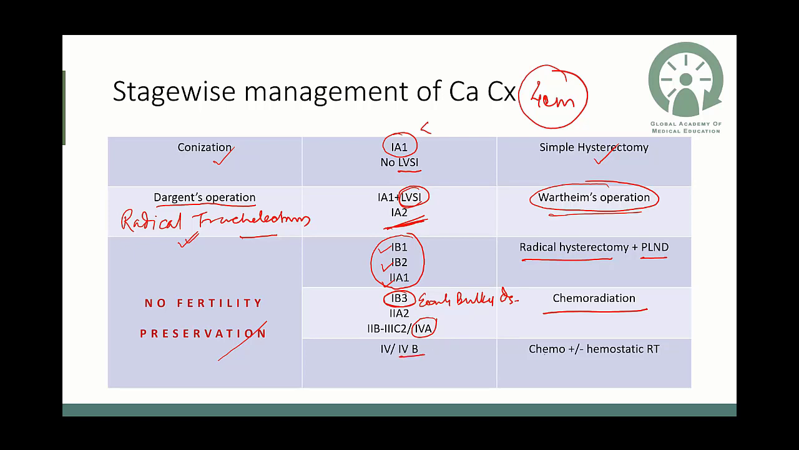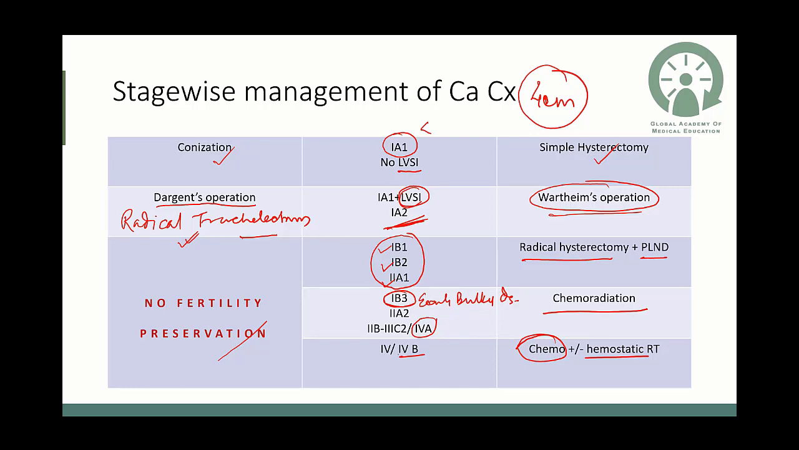4B, definitely the main management is chemo. Role of radiation is only limited when there is an urgency. So for hemostatic RT, to stop the bleeding that is happening, that RT can be used, but the main curative intent treatment is not radiation.